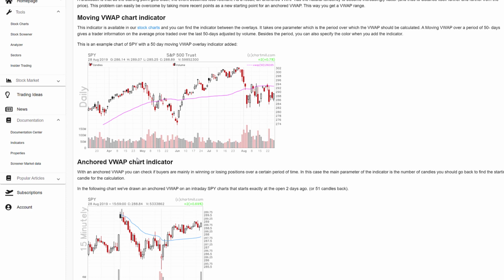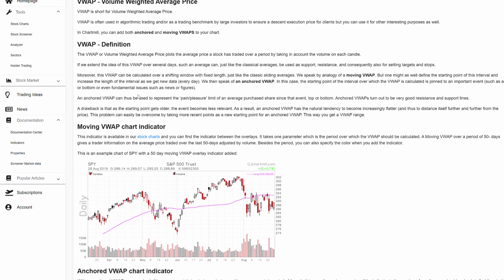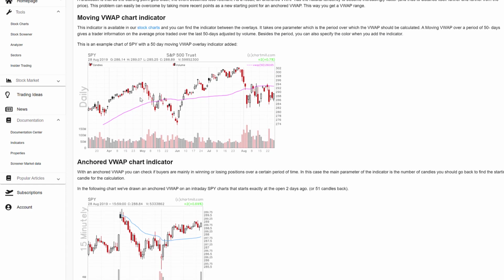Let's start with the moving VWAP indicator. It is important to point out that this indicator should definitely not be confused with the regular VWAP, which is used on an intraday time frame.